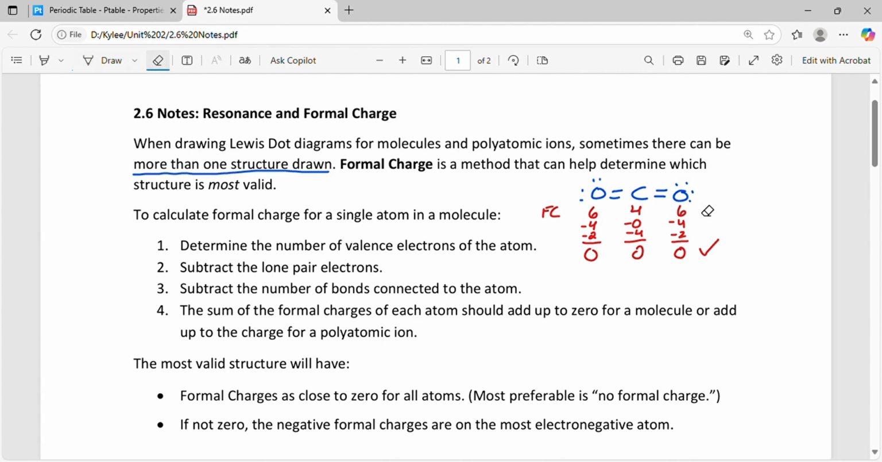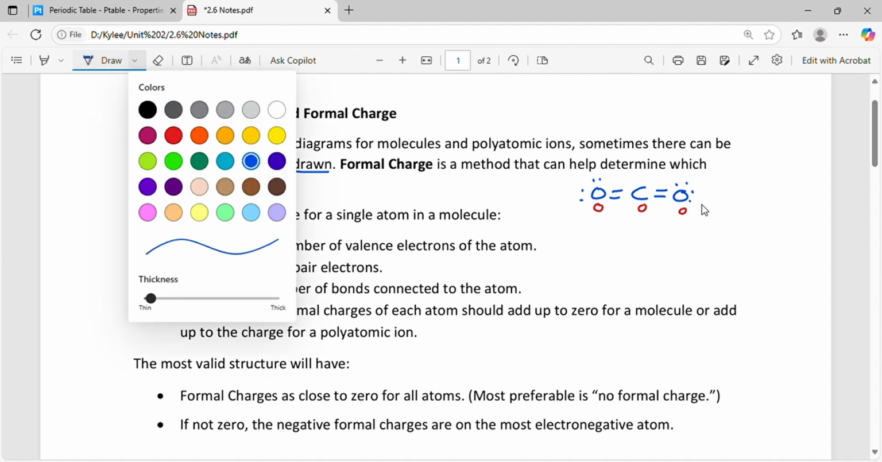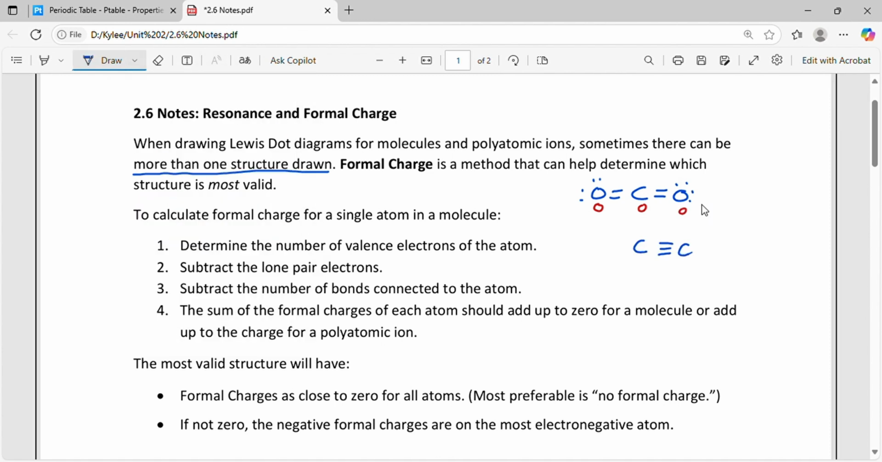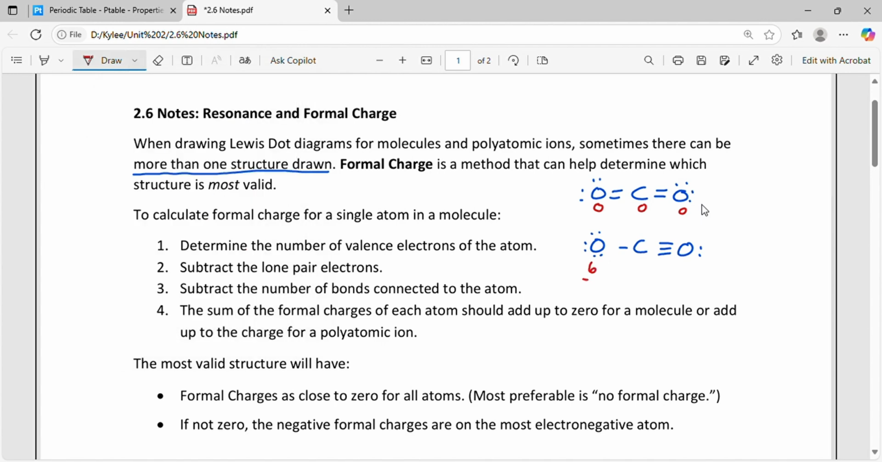Now, if I compare that to the other way that we drew the carbon dioxide, I'm just going to erase here and bring it back on the bottom. And just for reference, I'm going to put the formal charges. These were all zeros. If we go back and redraw the triple bond oxygen with a single bond oxygen and calculate the formal charges here, again, I'm going to take my valence electrons, which is 6, minus 6 lone pair electrons, minus 1 bond. That means this atom is going to have a -1.